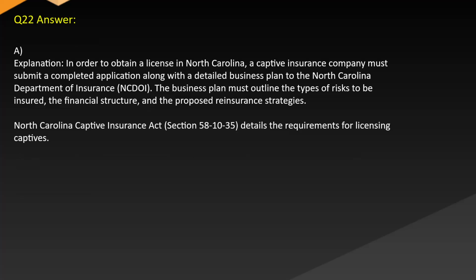Answer A. Explanation. In order to obtain a license in North Carolina, a captive insurance company must submit a completed application along with a detailed business plan to the North Carolina Department of Insurance (NCDOI). The business plan must outline the types of risks to be insured, the financial structure, and the proposed reinsurance strategies. North Carolina Captive Insurance Act Section 58-10-35 details the requirements for licensing captives.